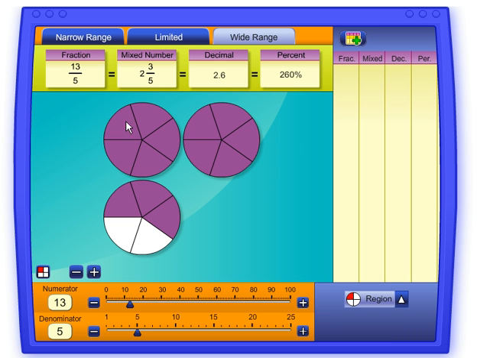Notice that I have 5/5 here, which is a whole. I have 5/5 here, which is a second whole, and I have 3 more fifths. So this is actually 2 3/5. So the mixed number is 2 3/5. This is a very nice applet because it also shows the decimal and the percent, which we'll be looking at in future videos.